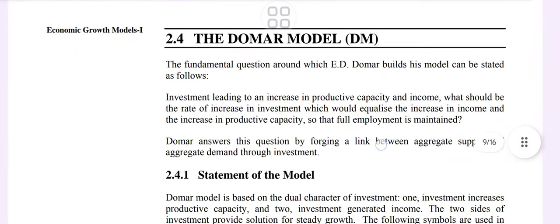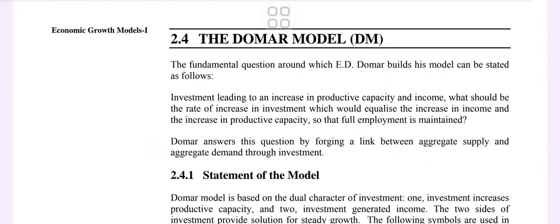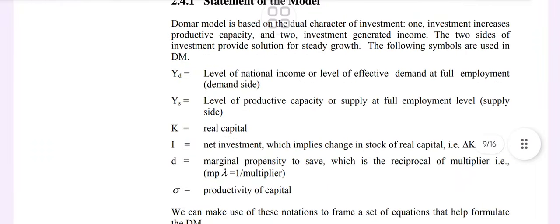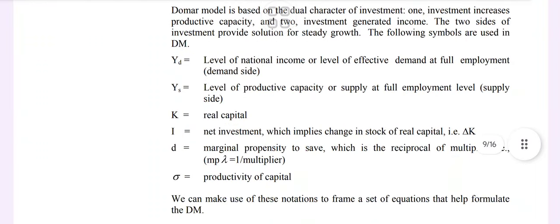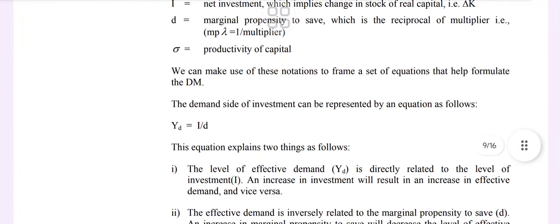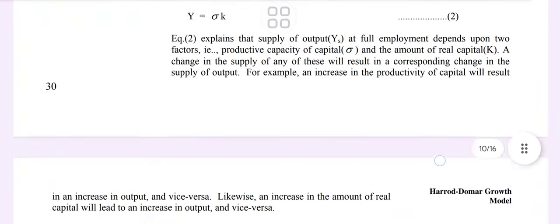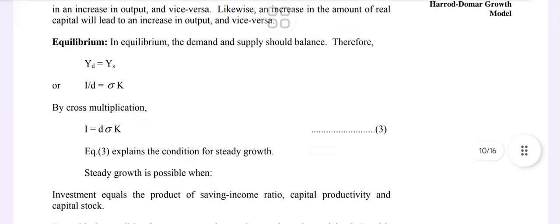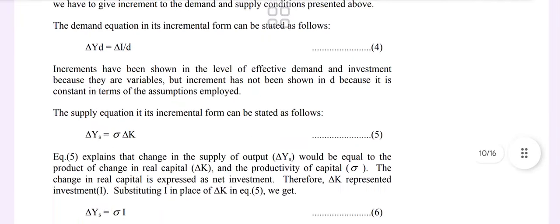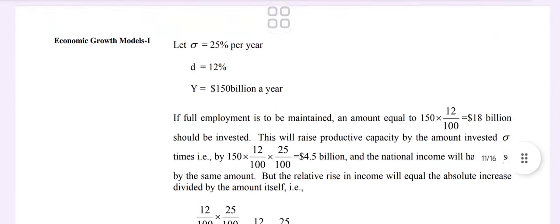Now the Domar model. A fundamental question around which Domar builds his model involves Yd, Ys, capital and the productivity of capital, and we can make use of this notation to frame a set of questions. Okay, so this equation explains two things. Now Yd equal to Ys, so I by d is equal to k. Okay, so there will be a formula.